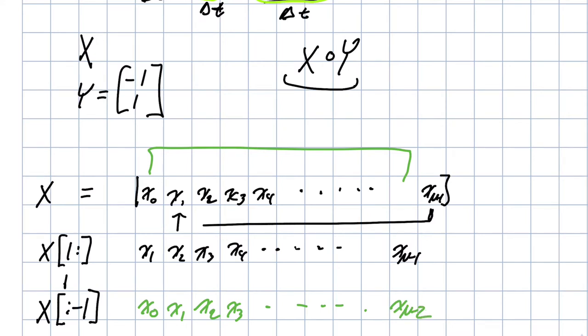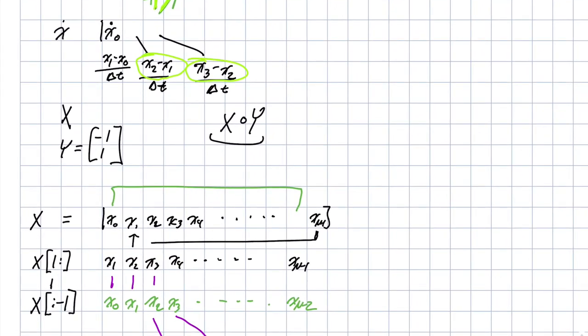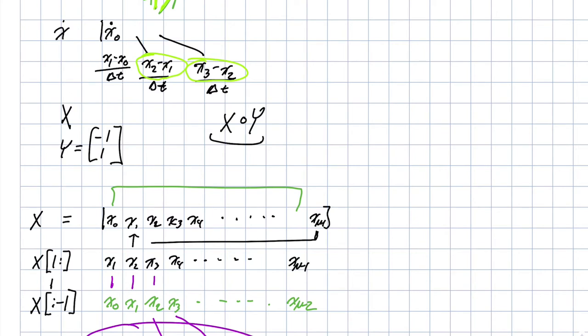Now, subtraction of two vectors means we're lining up the corresponding elements within the vectors. Of course, they have to be the same length, and that's exactly what we have here. So that gives us x1 minus x0, and the next one gives us x2 minus x1, and the next one gives us x3 minus x2, and the next one gives us x4 minus x3. And the observation, of course, is that what we have right here is the same as what we have right here, except we haven't applied the divide by delta t yet.